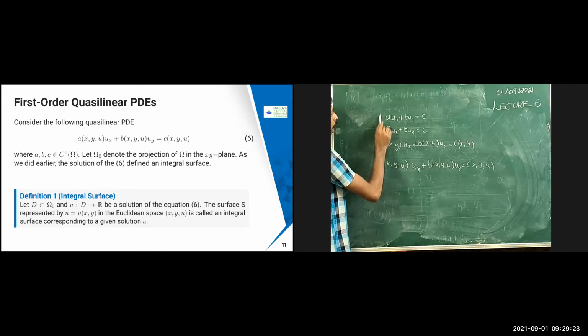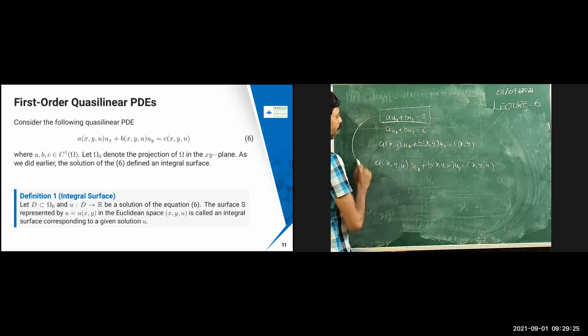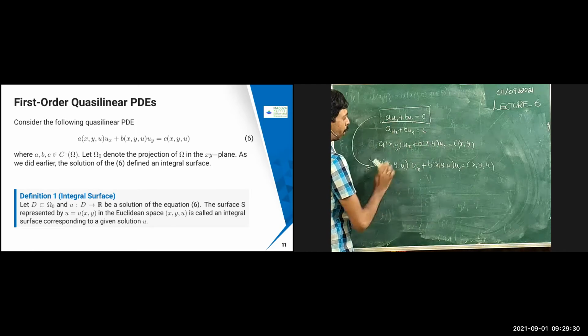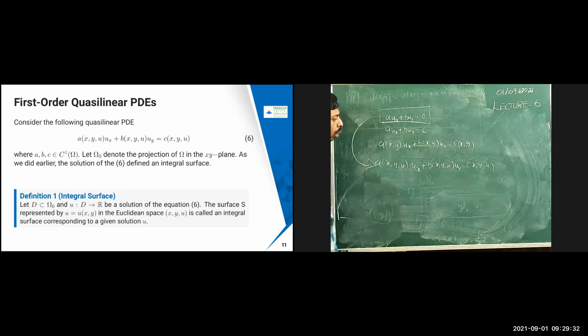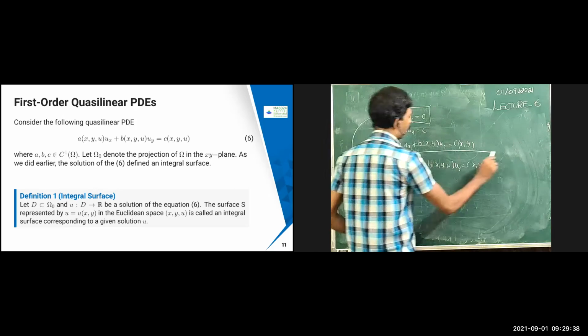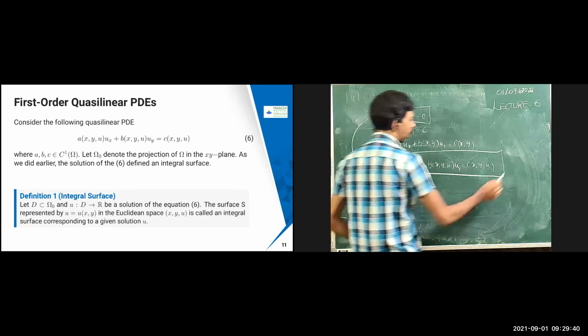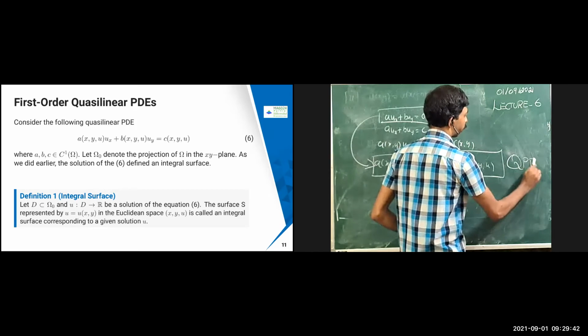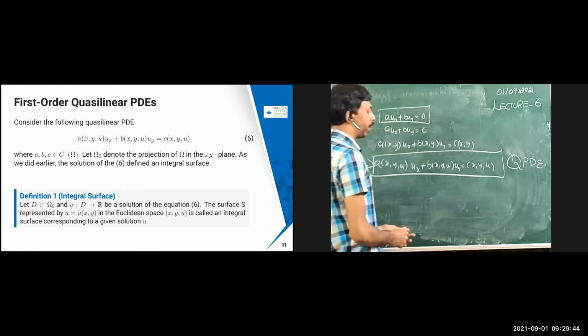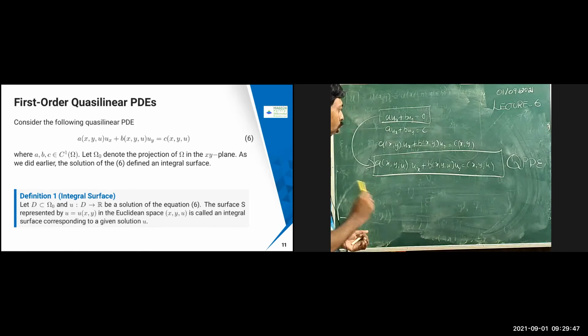So I solve this problem using this idea. I'm straight away going to solve this problem. Okay, I'm not going to solve these two problems, because once I solve this problem, automatically these two can be solved, or whatever is in between also can be solved. Okay, so I'm going to solve this problem now. This is called a quasi-linear PDE. Okay, first order quasi-linear PDE.